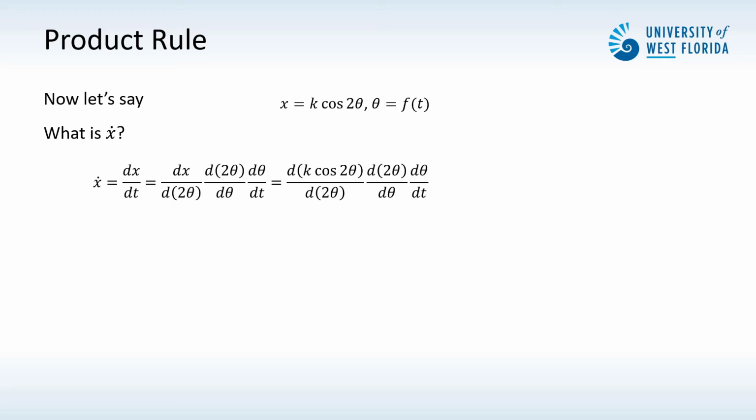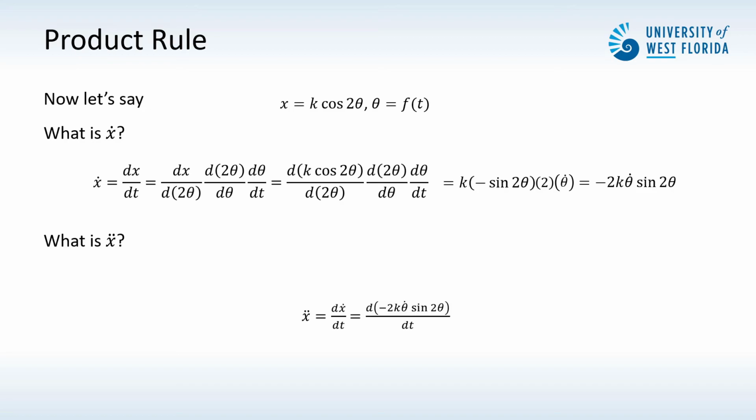Then we can plug in the expression for x, which is k cosine 2 theta, and now we can take the derivatives. For the first term, we have our constant k and the derivative of cosine 2 theta, which is negative sine 2 theta. Then d2 theta d theta is 2, and d theta dt is theta dot. The whole expression simplifies to negative 2k theta dot sine 2 theta. Okay, so what is x double dot?